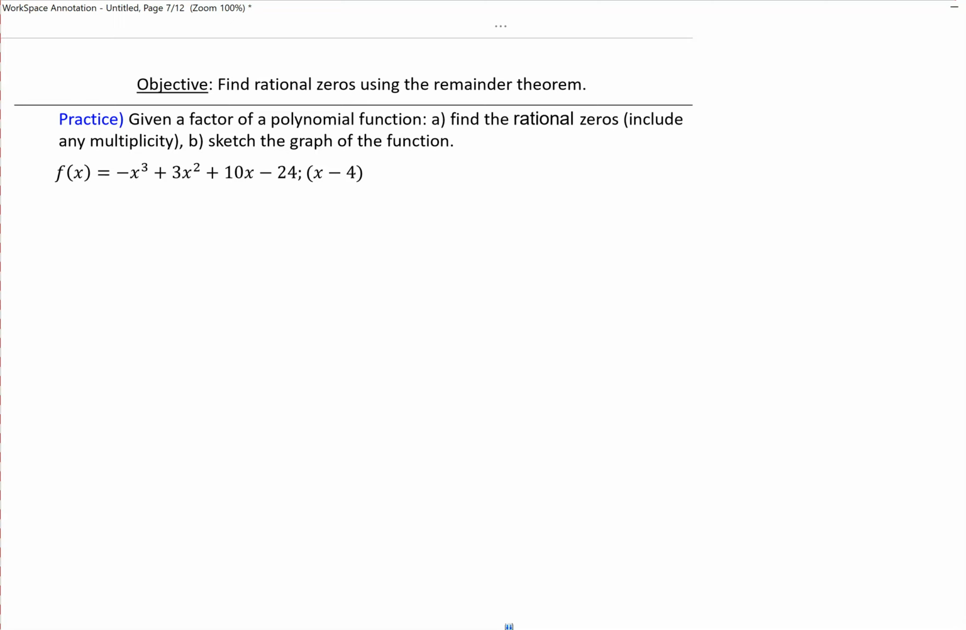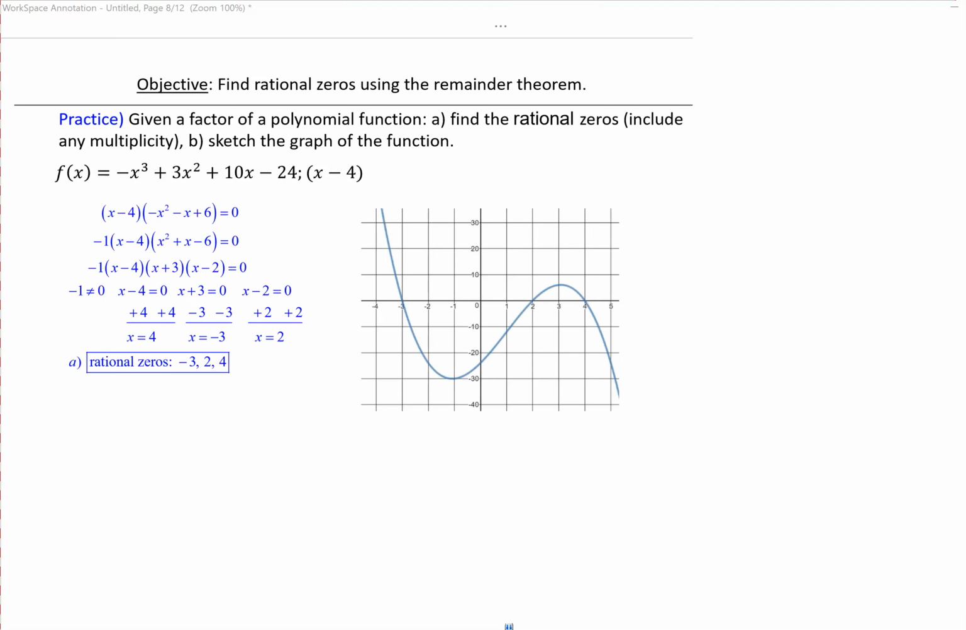All right, let's take a look at the result. So the long division is not shown here, but this work starts with writing our function as a product of factors and setting it equal to 0. So your quotient of your long division should have been negative x squared minus x plus 6. Then finishing your factoring gives us this, and then using our zero product property gives us the rational zeros of negative 3, 2, and 4, no multiplicity.